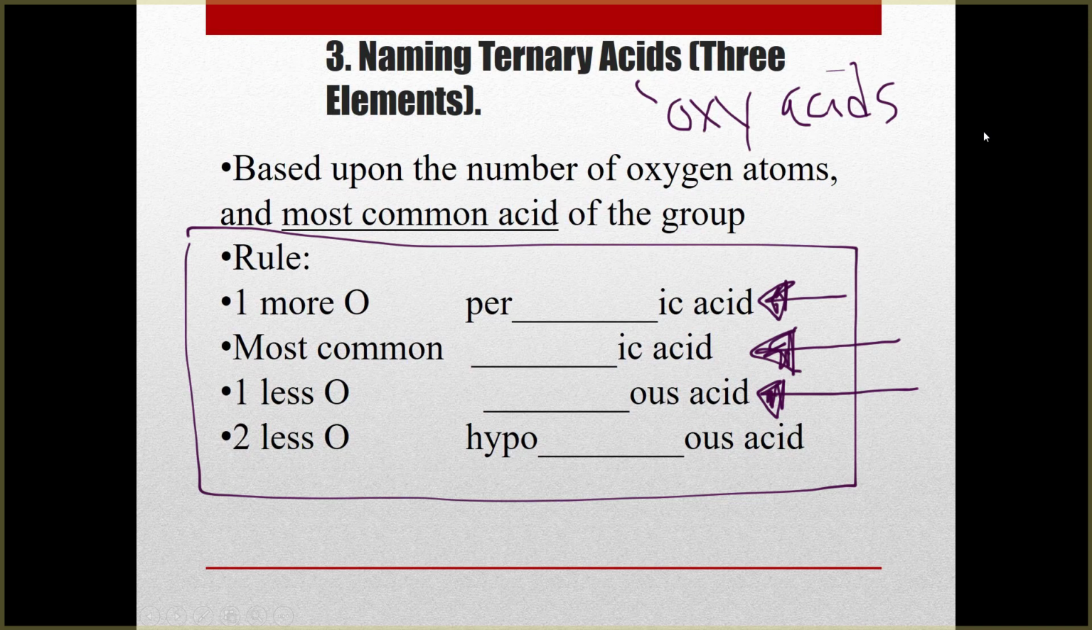And if you have 2 less oxygens than this ic form, again, we're always referring back to the ic form, then it will be hypo-ous acid. So this is the rule. Per-ic, ic, ous, hypo-ous. 1 more oxygen, and then the common form that we compare everything to, 1 less oxygen, and then 2 less oxygens.